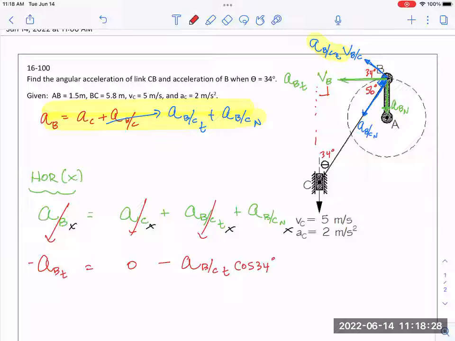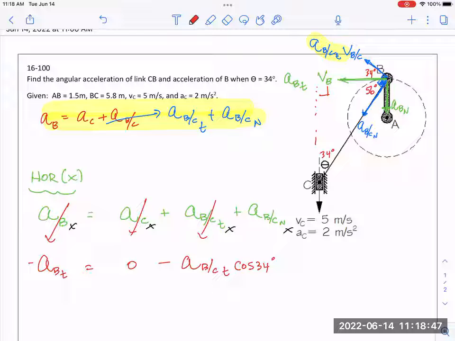Now, that didn't really help anything in the sense that it's still an unknown. But does it make sense that when I move to the Y equations in a minute, I'll be able to do the same thing? That way, these two equations we're going to write will be able to talk to each other. That's why we're doing this. And then what about the normal component?